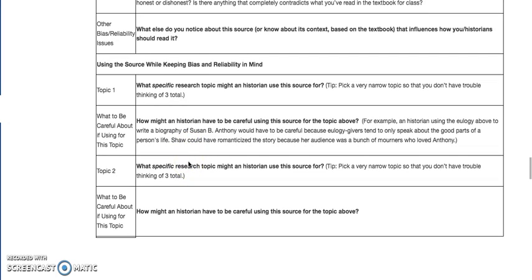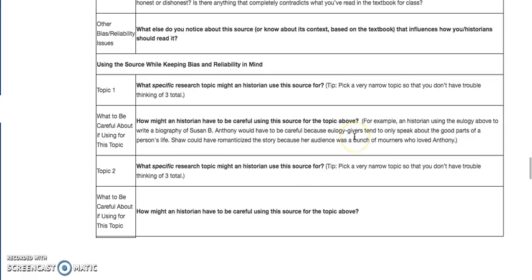All right, so then down here, this is asking you how would you use this source now that you know that there are these biases. You're going to think first about what specific research topic a historian might use this source for. Pick something really narrow. Don't say, for example, a historian could use this source when thinking about the history of women and gender in the pre-modern world. That's the topic of our whole course. You need to get much more narrow than that. Don't even give me something as broad as a chapter title. Go even more narrow. And then think about how a historian would have to be careful when using that source for whatever topic you listed up here.